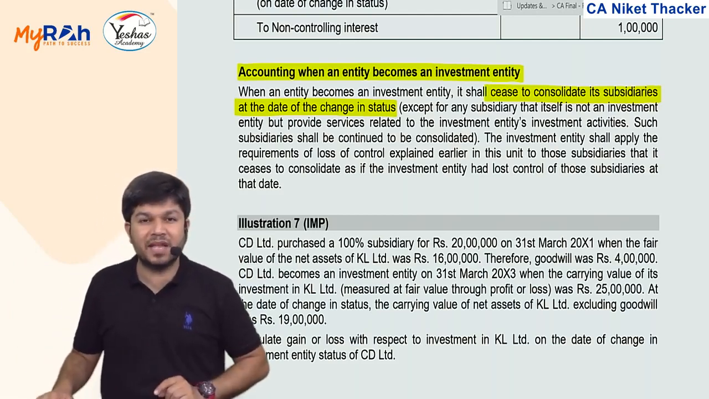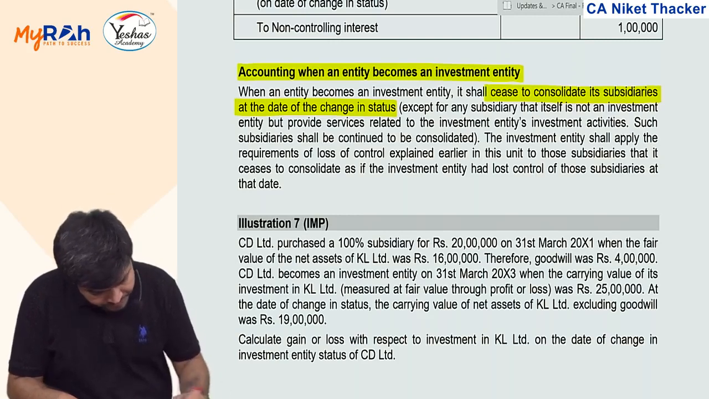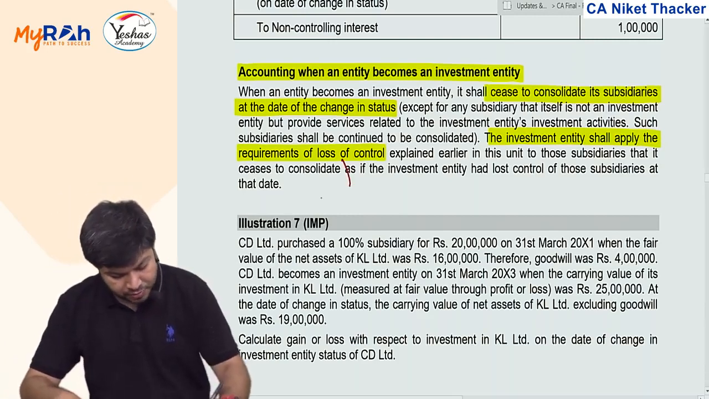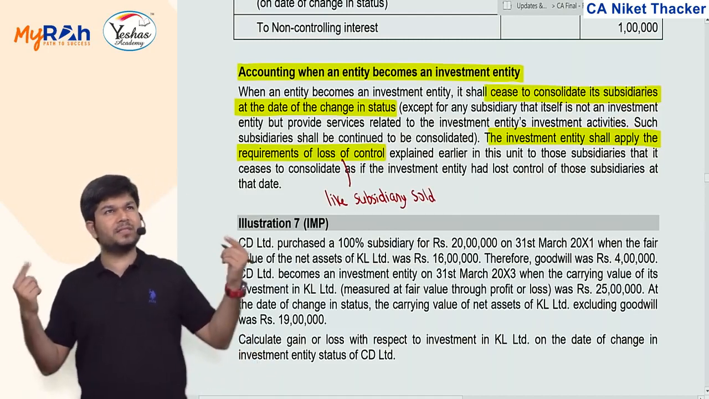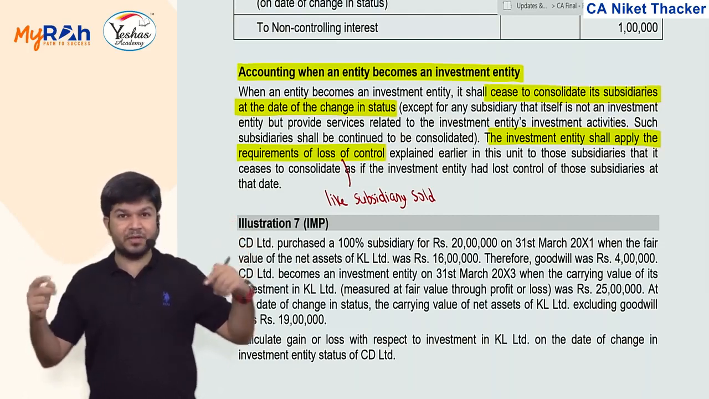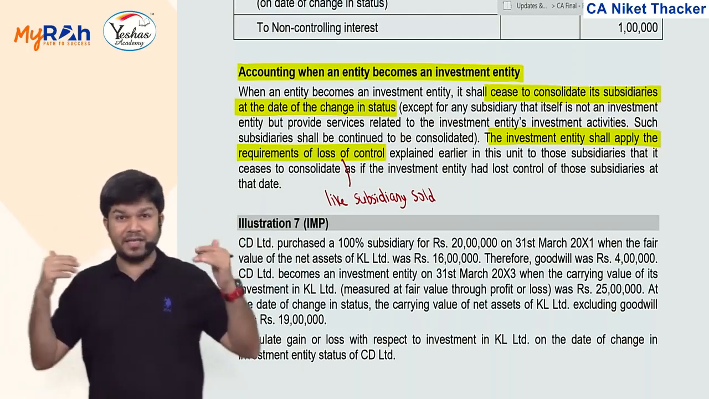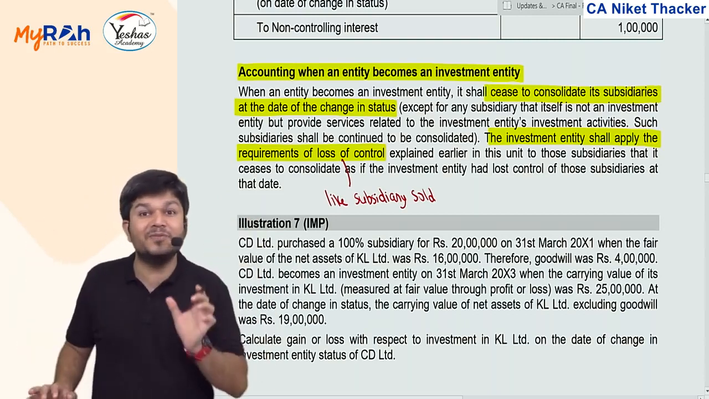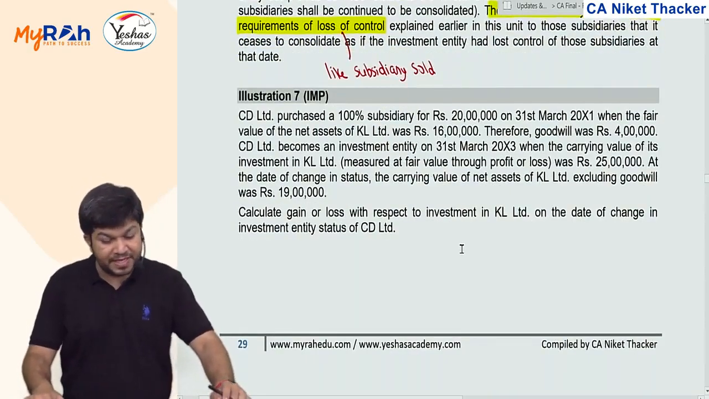It's like loss of control. Subsidiary sold. Okay, so what should I do? You are required to apply the requirement of loss of control, like subsidiary sold. So whenever a subsidiary is sold off, assets and liabilities related to them go away, goodwill, capital reserve go away, NCI goes away. तो assets and liabilities जो add किए थे go away, NCI goes away, goodwill, capital reserve recorded goes away. Investment will come in at fair value.